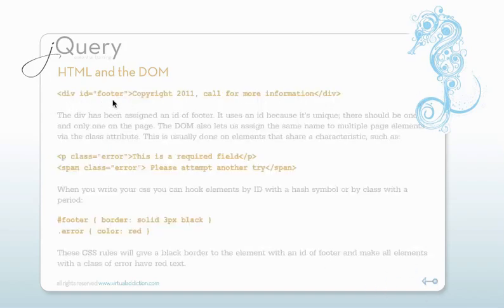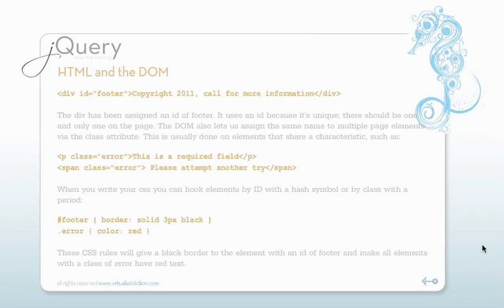Here's another example: a div with an ID of footer, then there's some information in that div, and then I close the div tag. Here, the div has been assigned an ID of footer, and it uses an ID because it's unique. There should only be one item on the page that is ever going to be called div with an ID of footer.